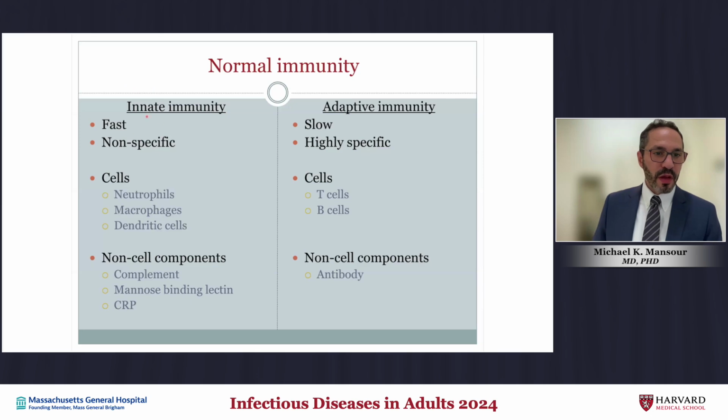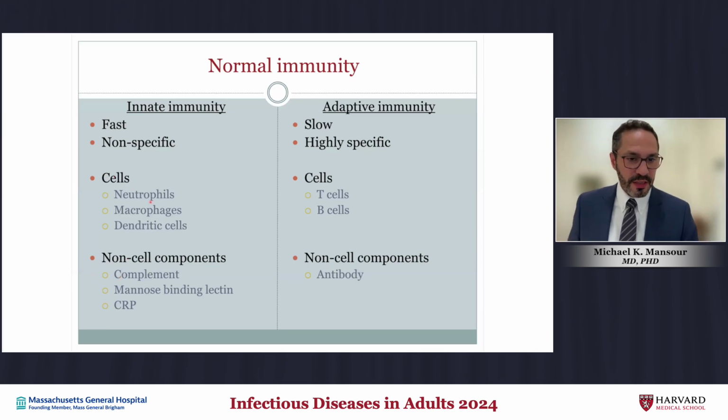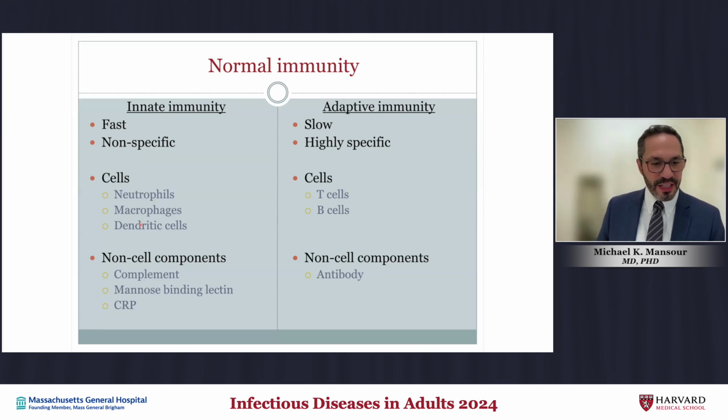What composes the innate immune response? There are cellular and non-cellular components. Cells include neutrophils, our most common circulating white blood cell, macrophages, monocytes, dendritic cells, and eosinophils. These cells are all fast and nonspecific. They don't actually know what they're responding to. They know that in general, this is a foreign pathogen that needs to be dealt with. The non-cell components of the innate immune system include complement, mannose binding lectin, and C-reactive protein.